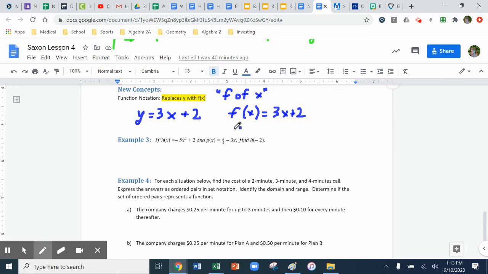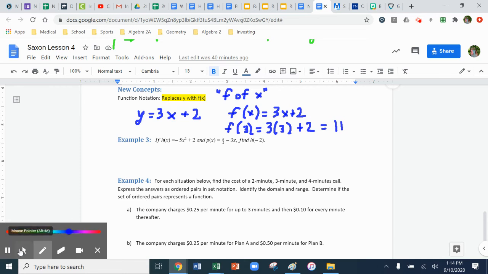If we play 3 games of bowling in this f of x function, we're going to say the function depends on those 3 games. So f of 3 is going to equal... And now instead of this x here, we're going to replace that with the amount of games played, 3 times 3 plus 2. So f of 3 is going to equal 11. So function notation shows what you're inputting into the function, and then the result 11 represents the output of that function. In example 3, we're given 2 functions.